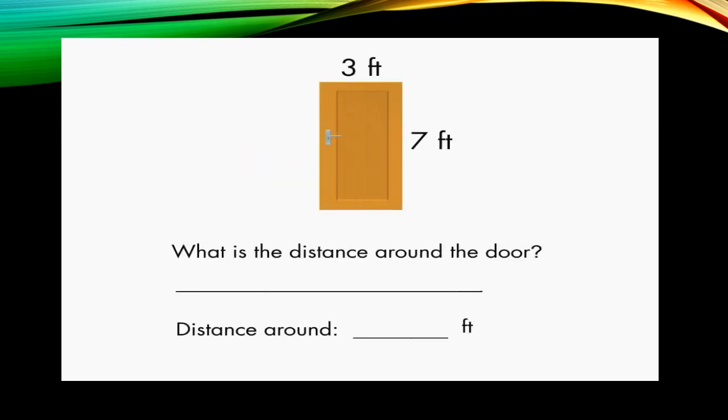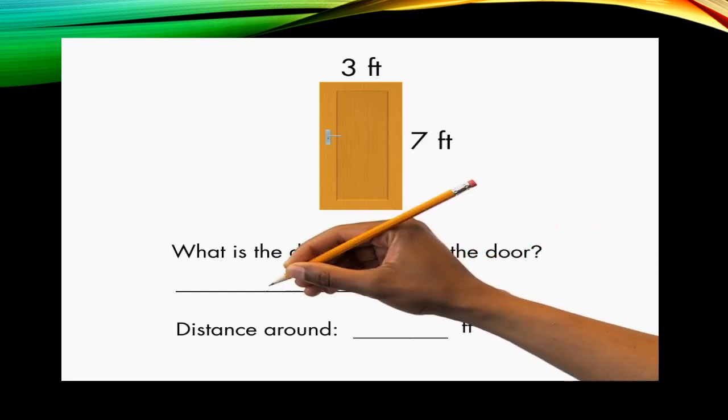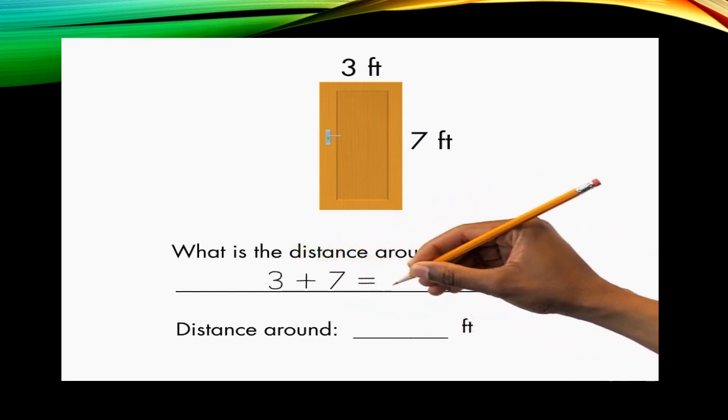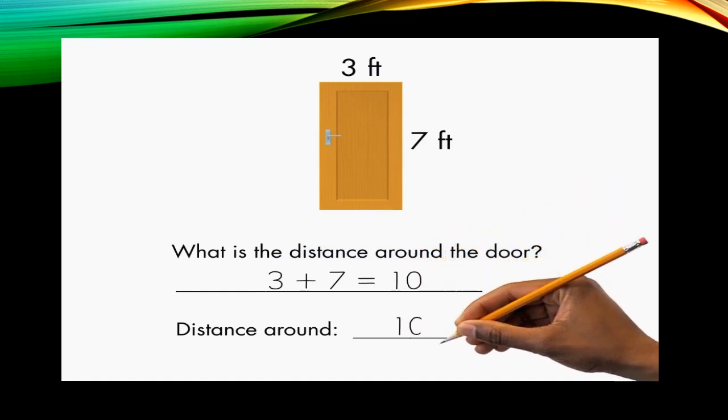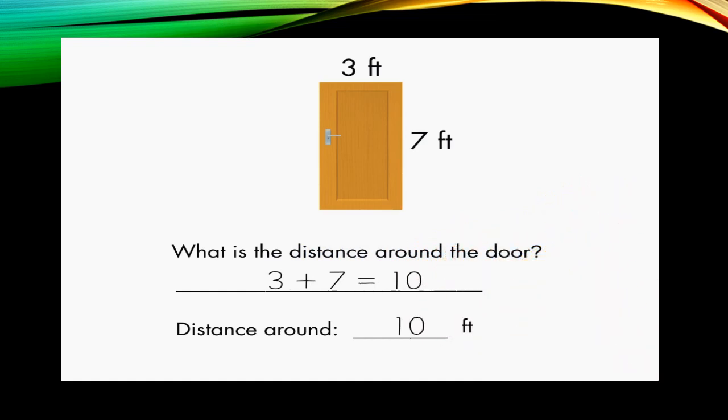This problem is key because students add measurements in the same unit, feet, to find the distance around the door. They are asked to write an equation to help solve the problem. Listen and look for students who add only the two measurements shown, 3 feet plus 7 feet. These students forgot to add the lengths of all four sides.